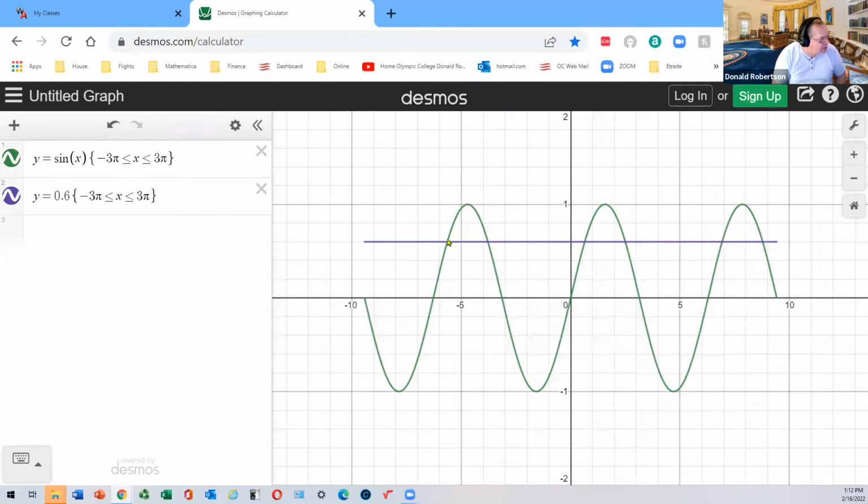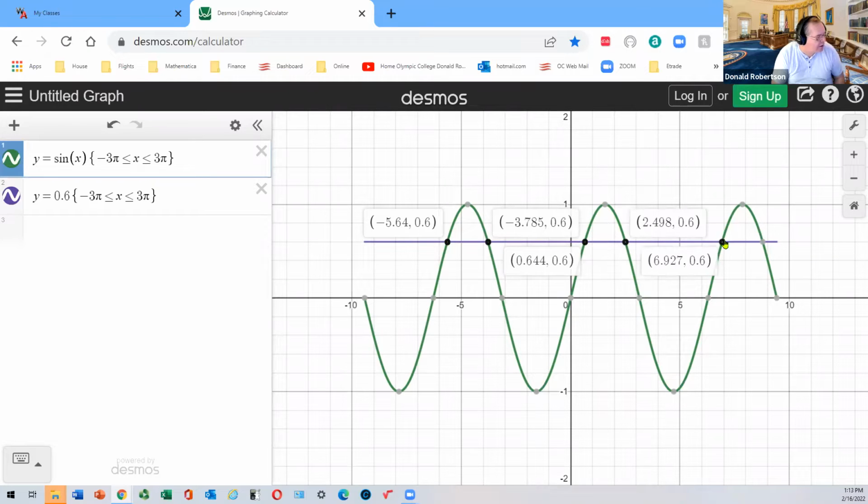Now, if you click on the point, you see how WebAssign will tell you its coordinates, and we want to know only the x coordinates of where that happened. So -5.64, that one, I'll click on this one, that one, that one, that one, and finally that one. By telling Desmos I only want -3 pi to 3 pi, can't I find all the numbers we want? Those 6 numbers are the ones that you should be putting into WebAssign as your answer.